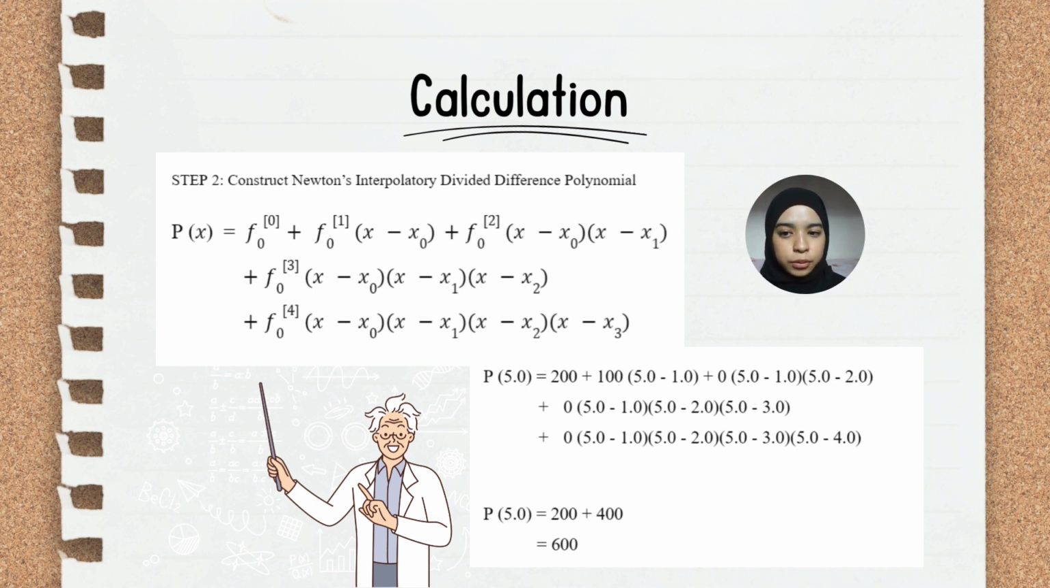Interpretation is that the polynomial P(x) approximates the function f(x) near the given data points. In this case, P5 equals 600, which estimates the value of f(5). The absence of a divided difference table suggests a focus on applying the polynomial. The specific values in the calculation are likely based on the particular dataset.